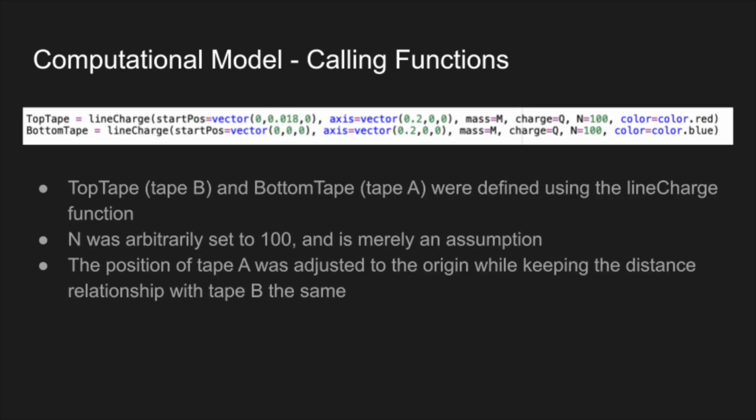For the actual use of functions, the top tape and the bottom tape were defined using the line charge function, and n was arbitrarily set to 100, which is merely an assumption. The position of tape was adjusted to the origin while keeping the distance relationship with tape A the same.